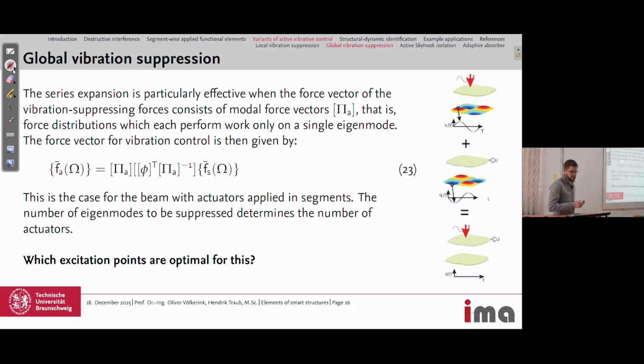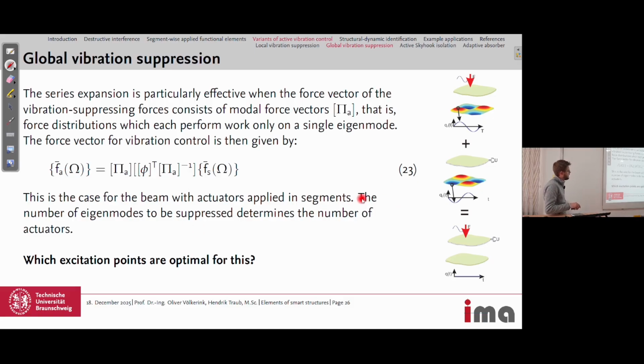And we can achieve these modal force vectors if we have actuators applied in segments, like we had a look at the comparison of one large actuator on the whole structure. With this, we can't control individual eigenmodes, but for our beam example, with the two actuators on it, we could control specifically the first and the second eigenmode, and this would then be comparable to the modal force vectors.